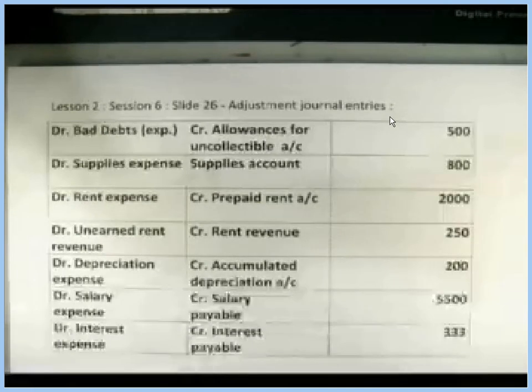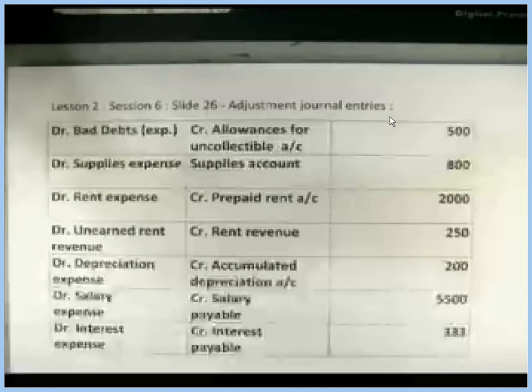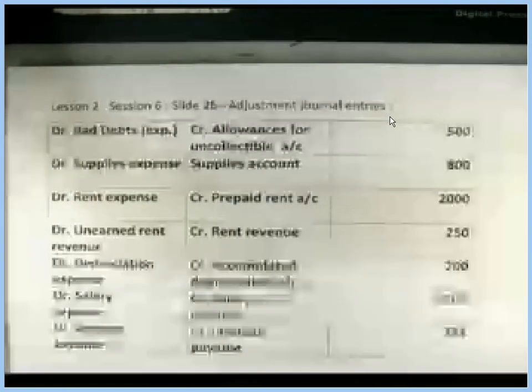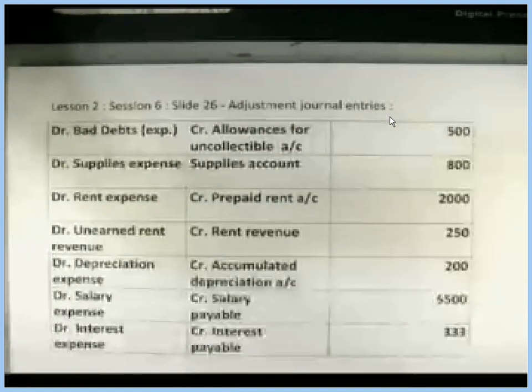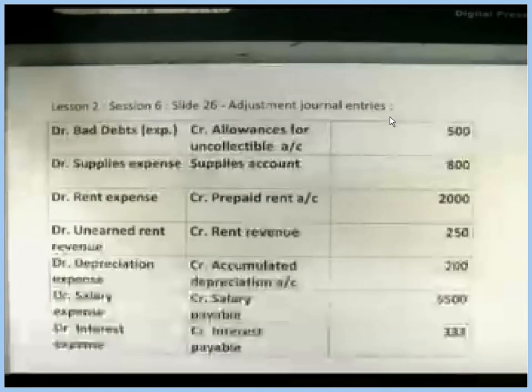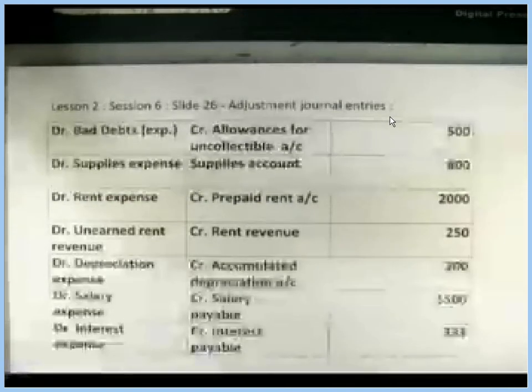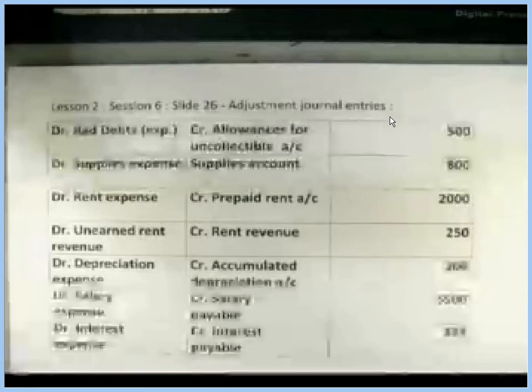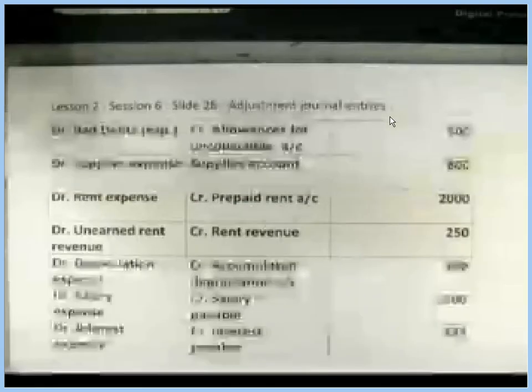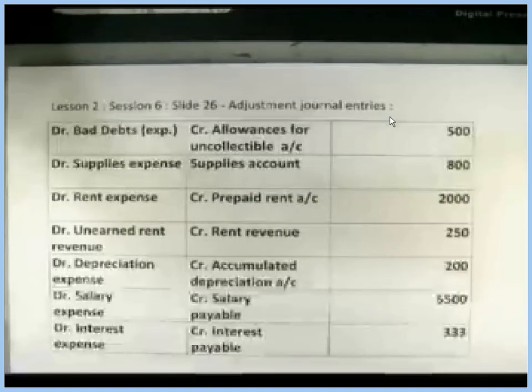Okay, now it is very clear. You can see it. Debit bad debt expenditure, debit supplies expenditure, debit rent expenditure, debit unearned rent revenue, debit depreciation expense, debit salary expense, and debit interest expense. So these are the items which are there.